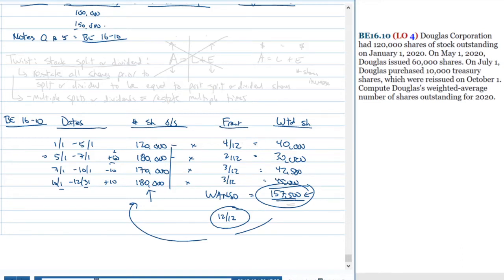All right, so that's a basic calculation of one. So just how many shares are outstanding for what portion of the year, you add all those up, and you get that. So this would be, if we were doing Douglas's complete earnings per share calculation, this would be what goes in the denominator of number of shares. But we have a twist.